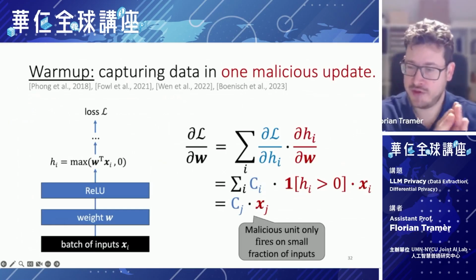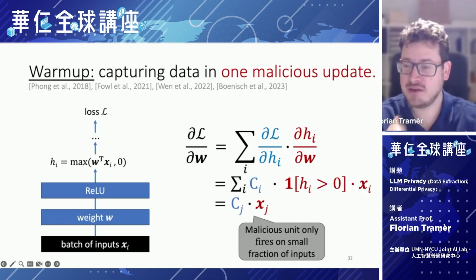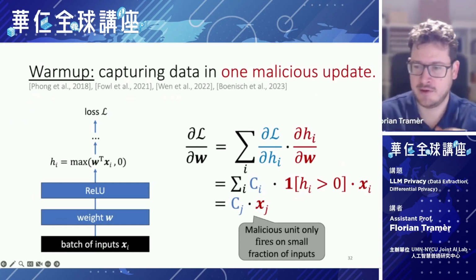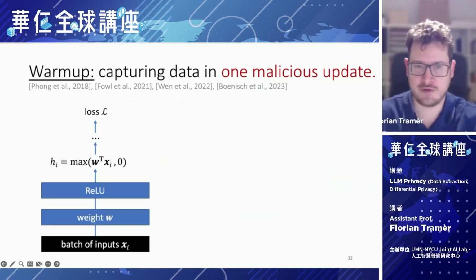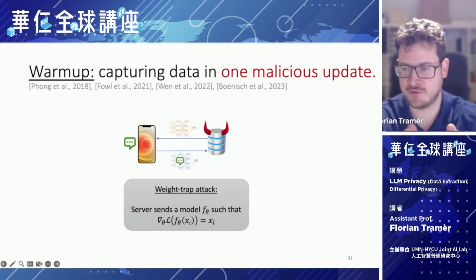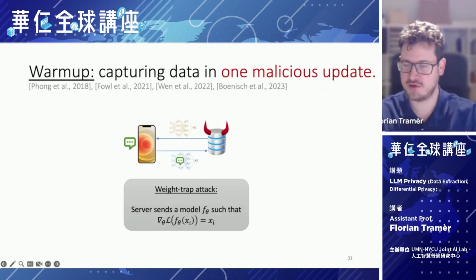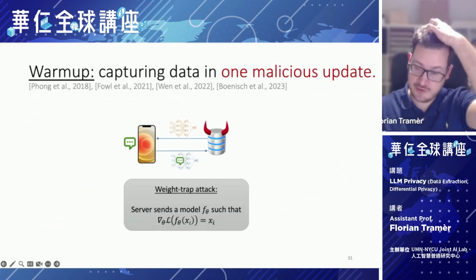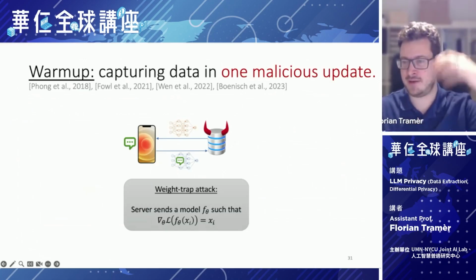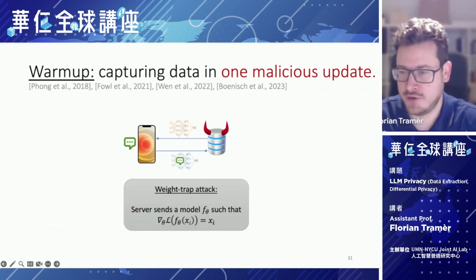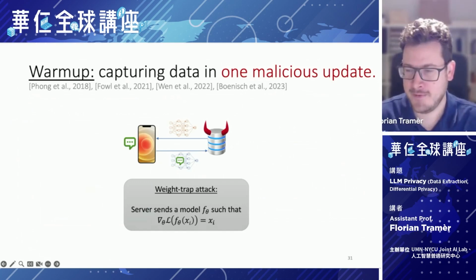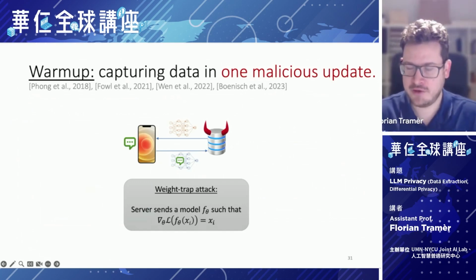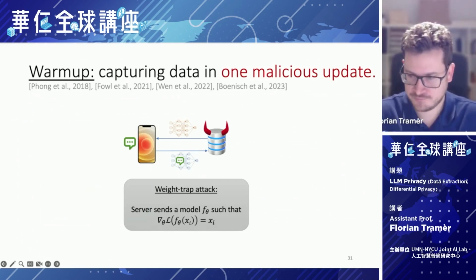And this works in a setting where you immediately get to see the gradients that the victim computes. So this is in the context of federated learning. This is what the picture looks like. The adversary sends a malicious model to the victim, who computes one gradient. If in the batch there's an example that activates the ReLU, it gets captured within the gradient, the gradient gets sent back to the attacker, and the attacker recovers the data.